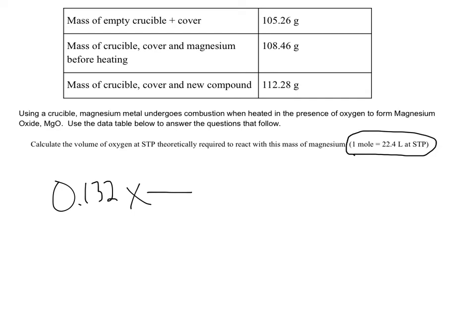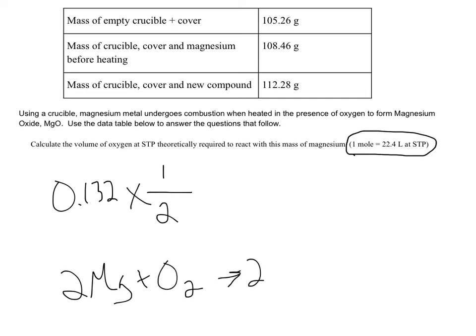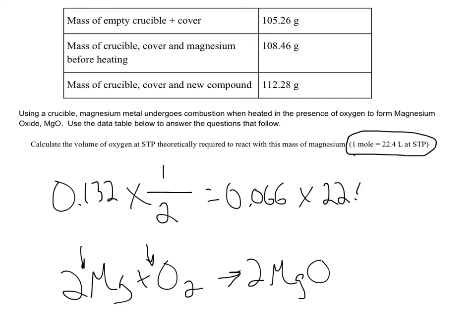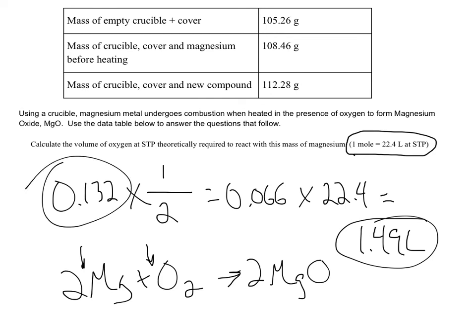I multiply that by the mole ratio. Remember, it's 2 magnesium plus O2 gives 2 magnesium oxide. So the ratio of oxygen to magnesium is 1 to 2, which means I'm going to have 0.066 moles of oxygen. And if 1 mole of oxygen is 22.4 liters, then 0.066 times 22.4 gives me 1.49 liters. So that's the volume of oxygen that would be required to react completely with 0.132 moles of magnesium, which is what we said we have in this reaction.